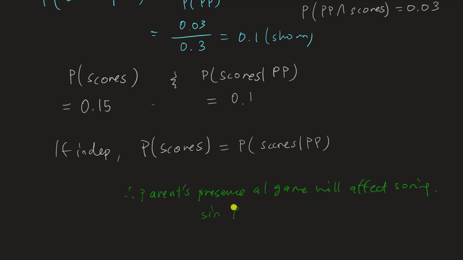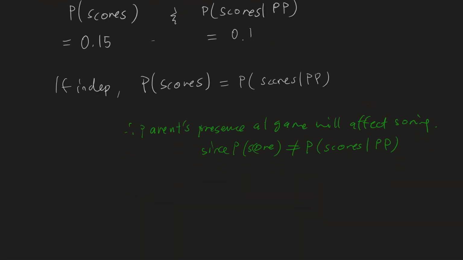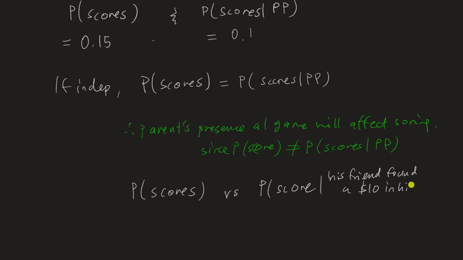Since P(S) is not equal to P(S given parents present). Now think about the opposite situation. What are independent events? Consider P(S) versus P(John scoring, given that his friend found a $10 note in his pocket). Now logically, this situation where his friend found a $10 note in his pocket shouldn't affect his chance of scoring, right?